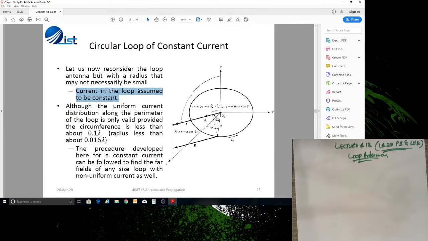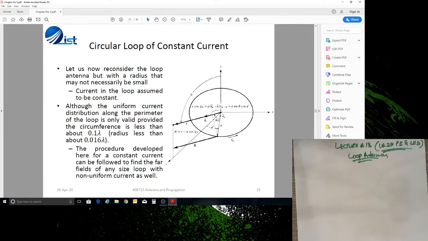ये जो assumption हम ले रहे हैं कि current जो है इस loop के अंदर, ये जो हम I_0 की बात कर रहे हैं, it's normally constant, but it's only valid if the circumference of the loop is less than 0.1 lambda. लेकिन अभी हम ये assumption क्यों ले रहे हैं? Because the important thing is that the procedure developed here for a constant current can be followed to find the far field of any size loop with non-uniform current as well.